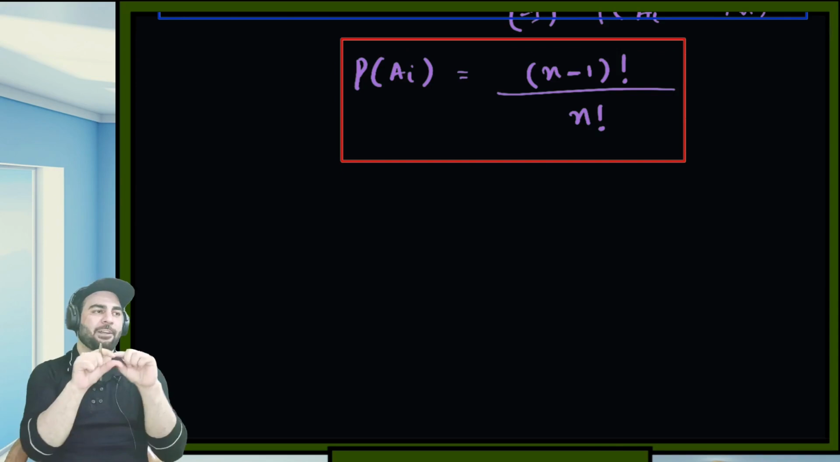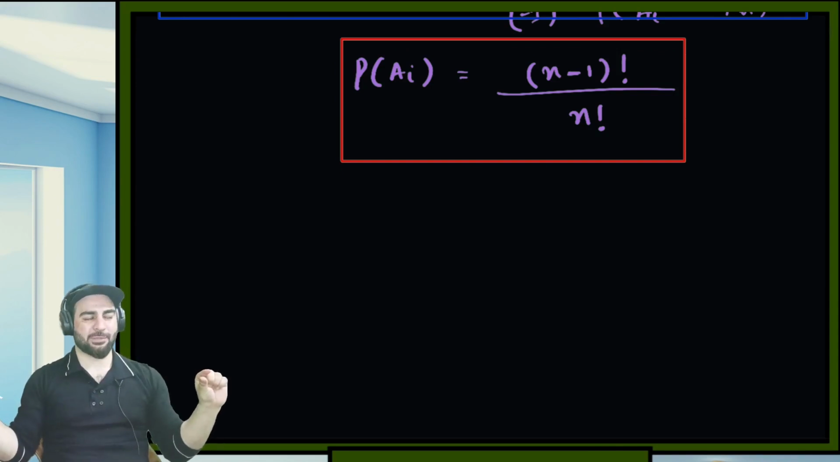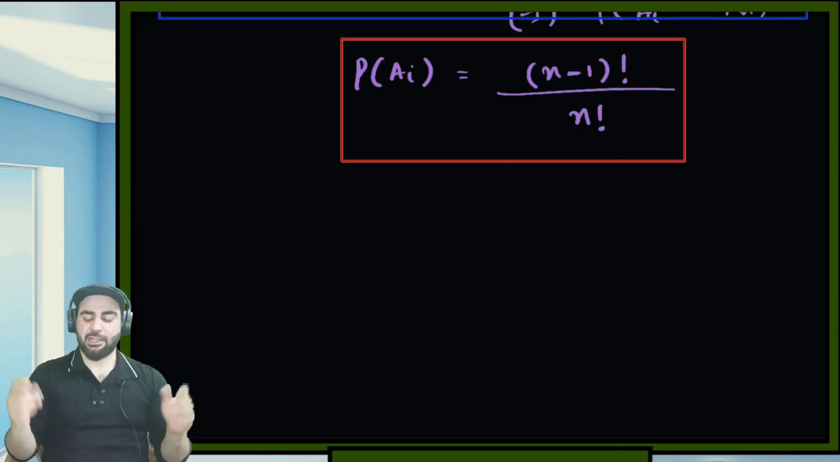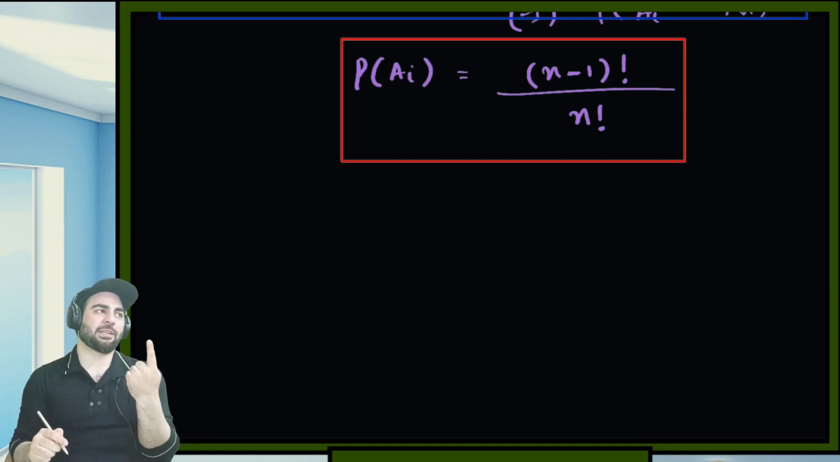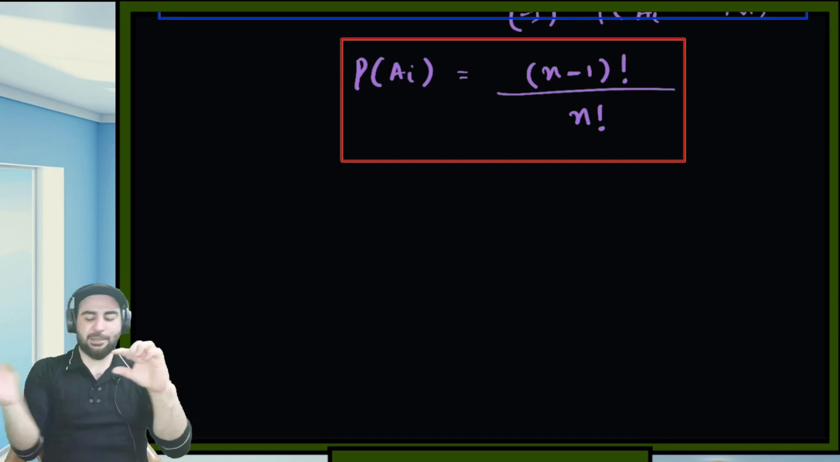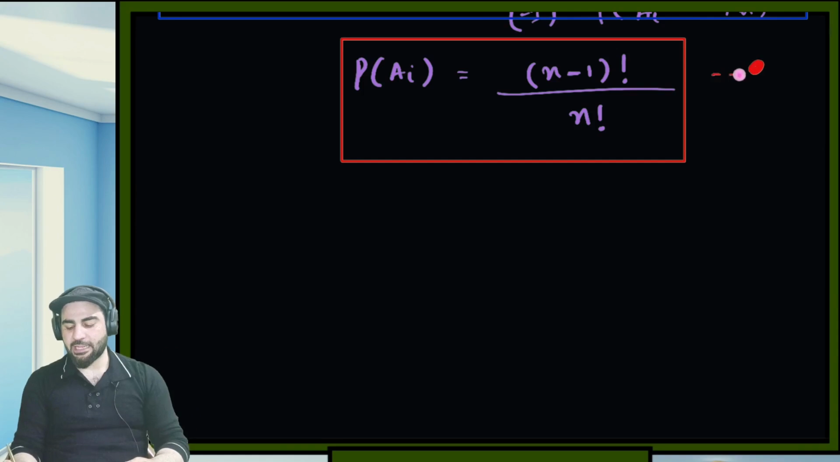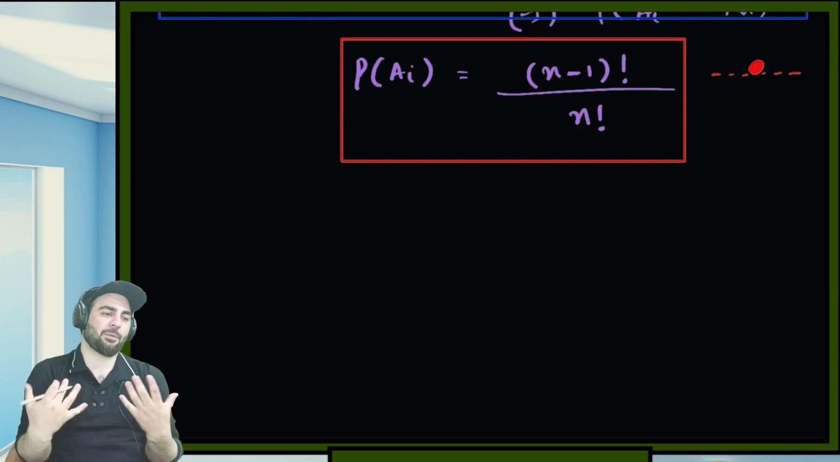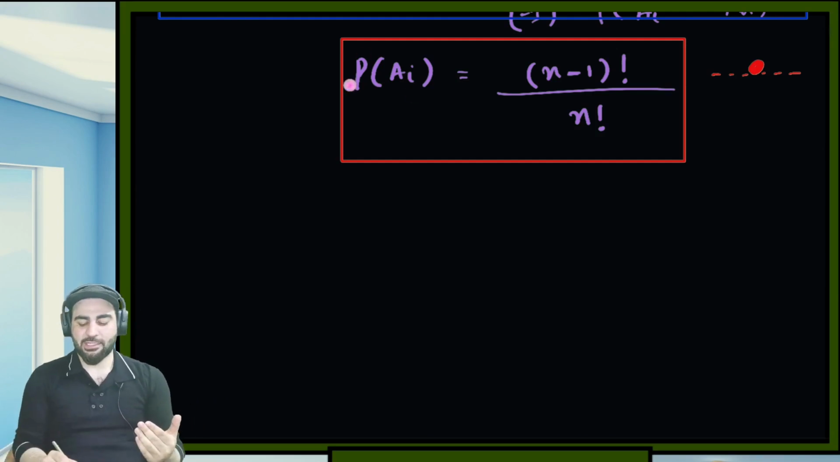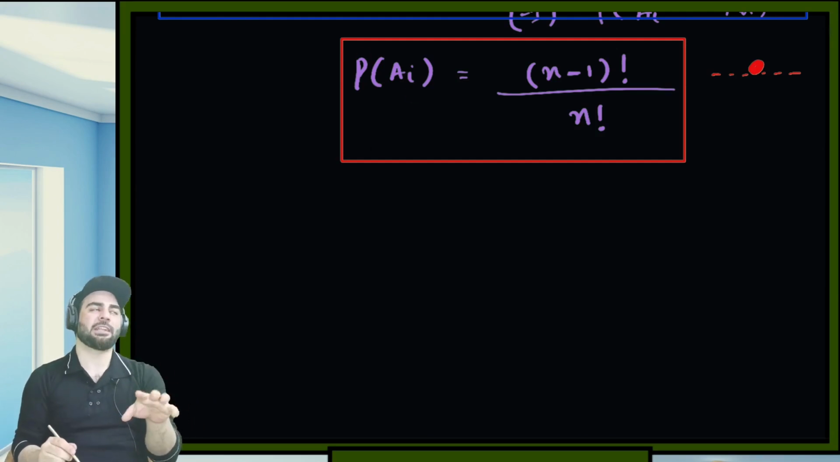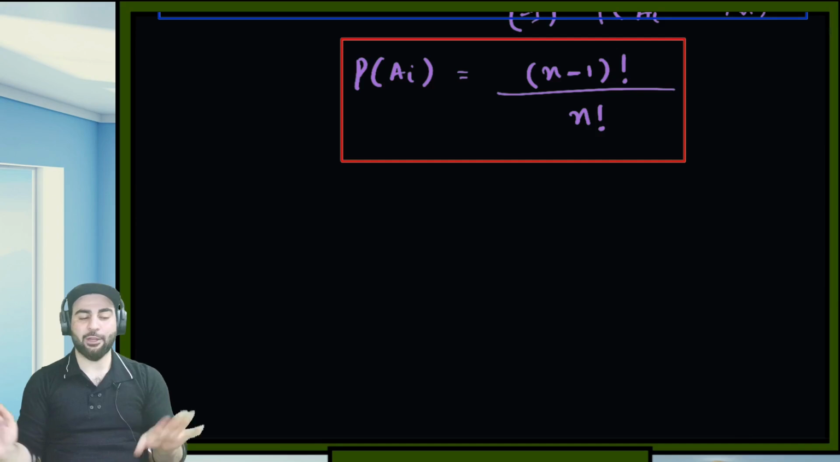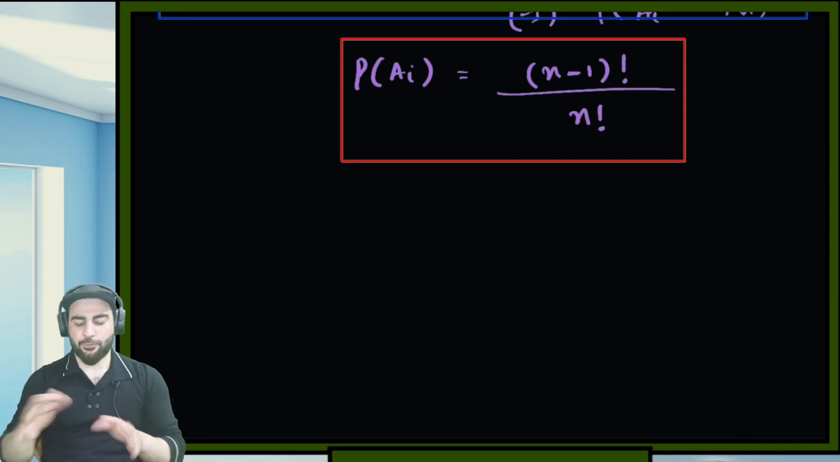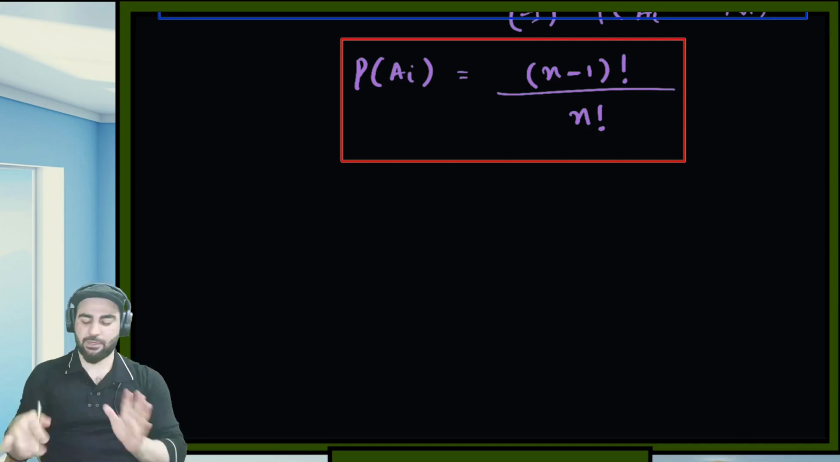Why? Because n factorial is the total number of permutations possible for these n cards to be arranged, and then you have to place one card at its place. So one card is fixed, the rest n minus 1, you can permute in any way. So the number of permutations is n minus 1 factorial. This is the probability that the ith card will be at its own position, the ith position. How many of you agree on this? So all of you agree. The ith card, say the first card at the first place, this is the probability.